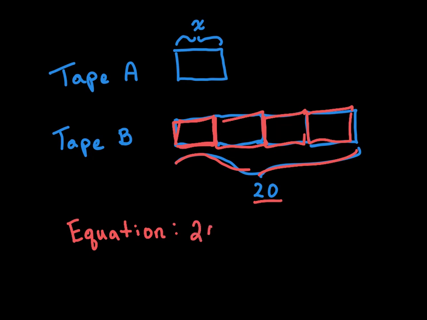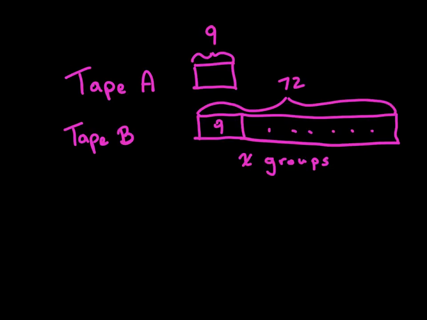So 20 divided by 4 is going to give us x. So x is what we solve for. 4 goes into 20, well, 5 times. So each box is worth 5, because 5 times 4 is 20.